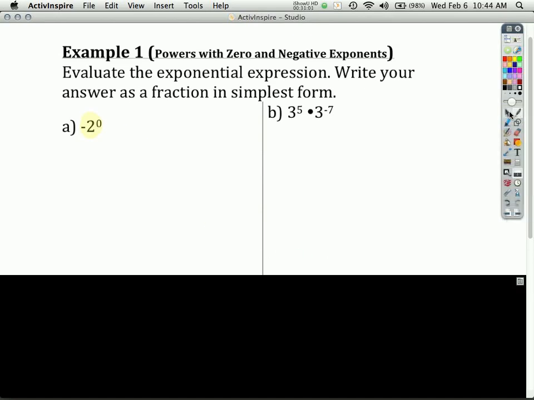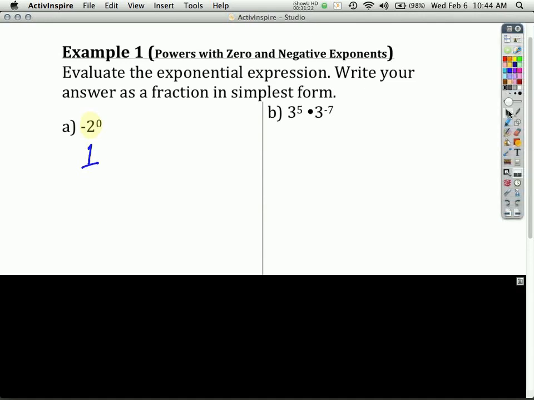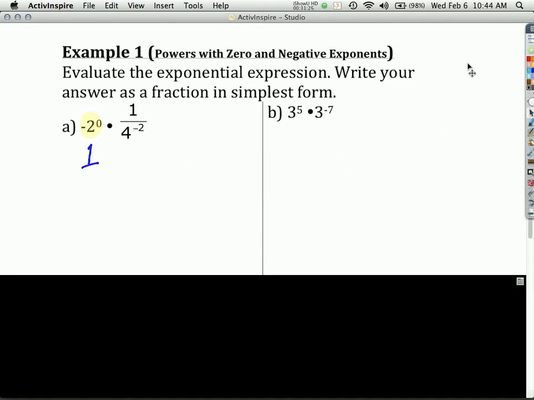What is negative 2 to the 0 power? Martin? 1. So this is going to become a 1. If that was all that we had, that would be it. Okay? But there's this other piece here, and we need to know how to deal with that.